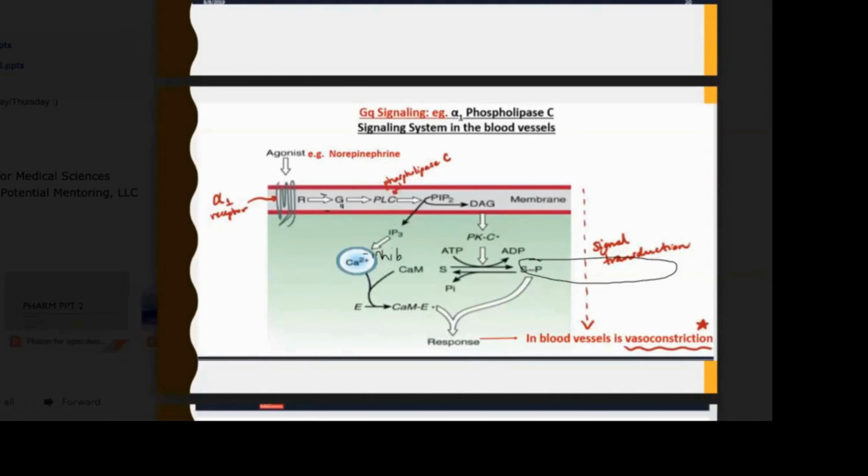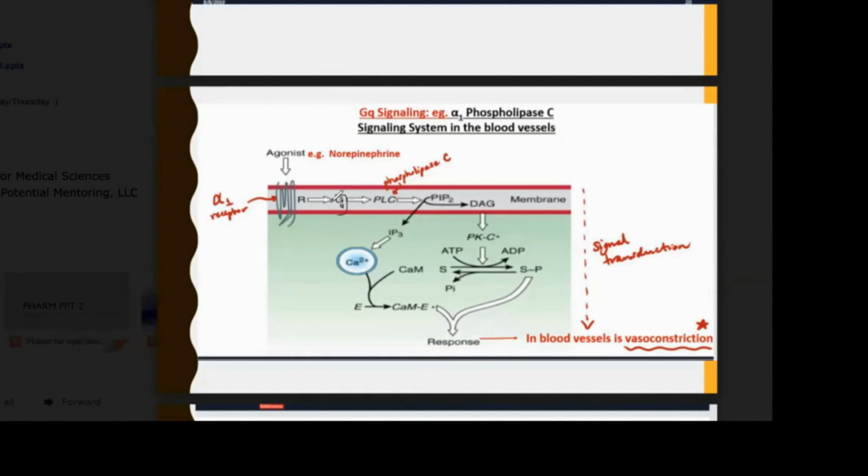So this is showing one example in a blood vessel of vasoconstriction. Just one example of norepinephrine, which is going to bind alpha receptors. In this case, they're showing alpha 1. It can also bind alpha 2 or beta 1. So this basically will bind a certain receptor on the surface of the blood vessel.